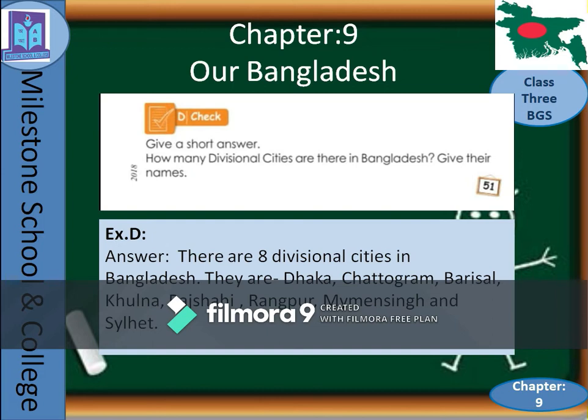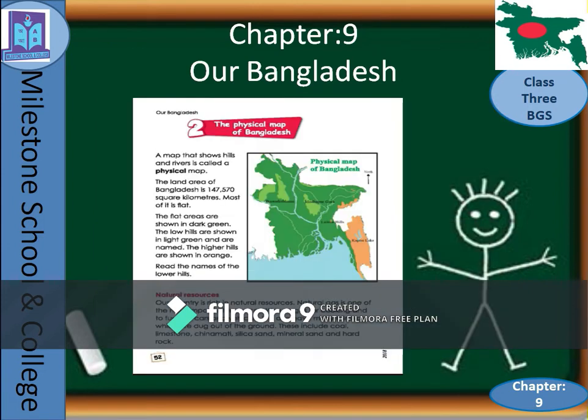Now we are going to read another lesson on page number 52. Open your book to page number 52. Get ready with your pencil to underline important words, okay, important keywords. Let's start with the physical map of Bangladesh. A map that shows hills and rivers is called a physical map.